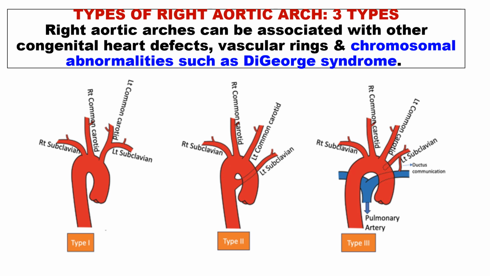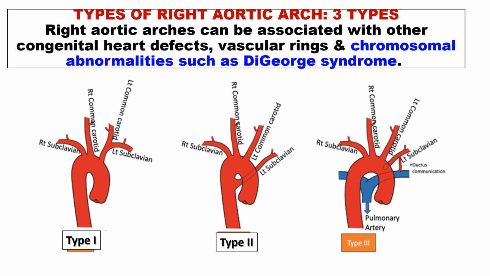Three types of right aortic arch arteries are present. They can be associated with congenital heart disease, vascular rings, and chromosomal abnormalities such as Trisomy syndrome. Type 1, the right aortic arch artery showing right subclavian artery and right common carotid artery arising directly from the arch of aorta, whereas the left subclavian artery and the left common carotid artery arise from the brachiocephalic trunk.